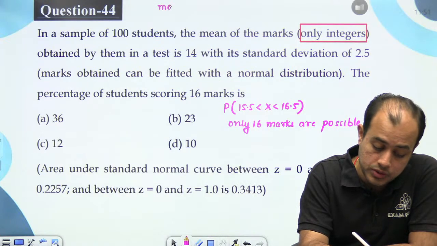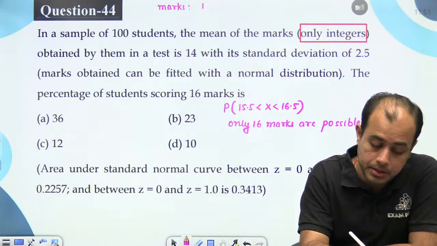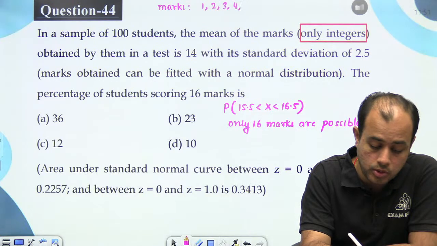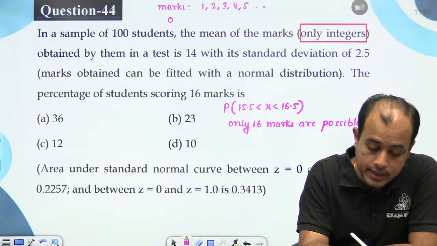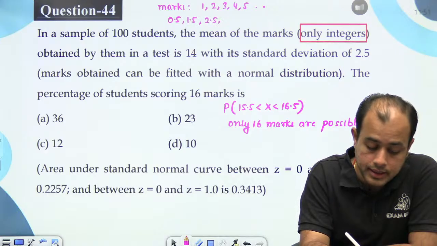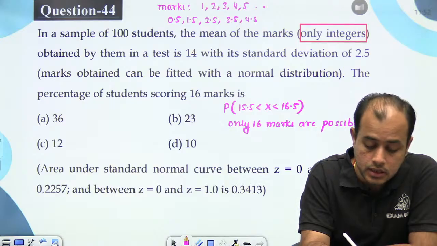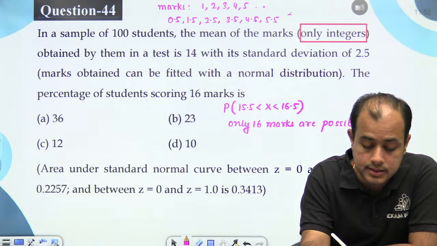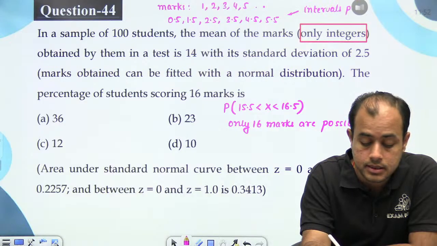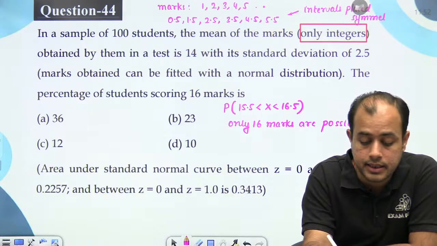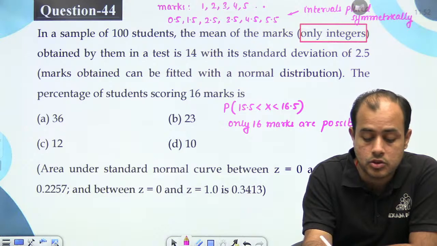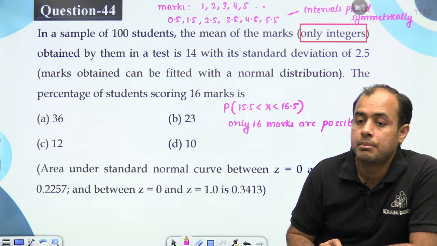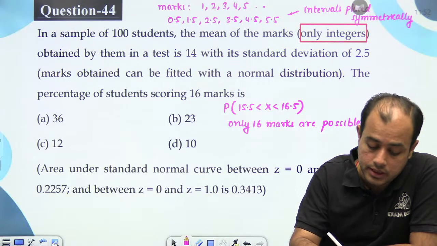देखो, मार्क्स can be 1, 2, 3, 4, 5 and so on. So the intervals can be symmetrically placed in between. Correct? I have placed the intervals symmetrically with respect to marks. इंटरवल्स को आपने सिमेट्रिकली अरेंज कर दिया मार्क्स के रेस्पेक्ट में, जिससे कि मार्क्स इंटरवल का मिड पॉइंट हो गया. Marks becomes the midpoint of the interval.